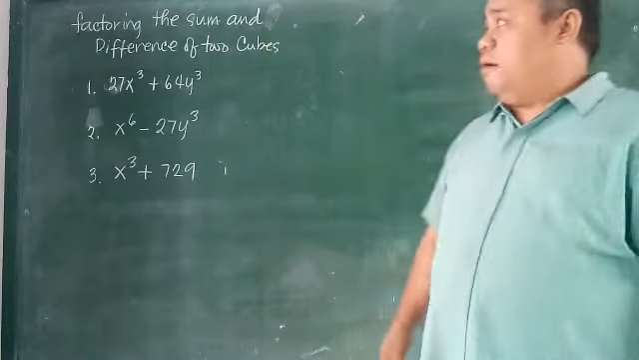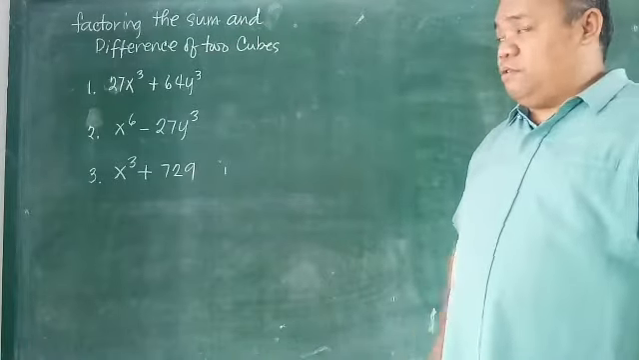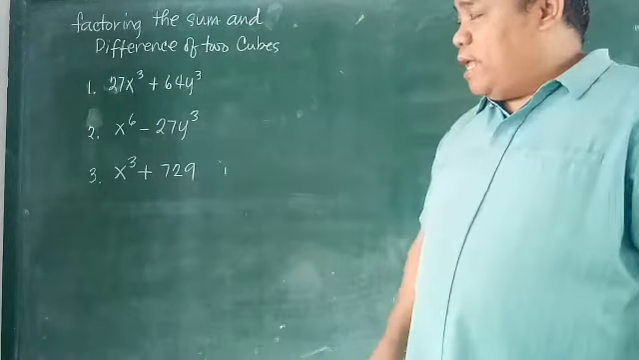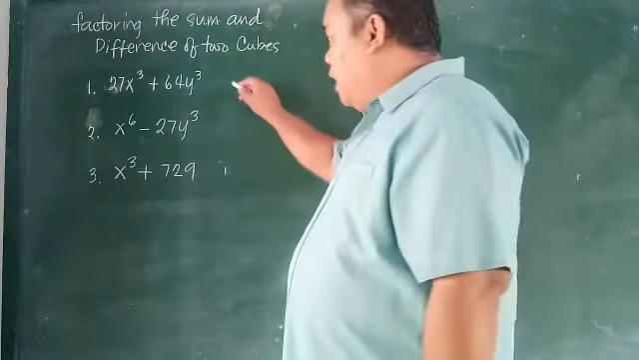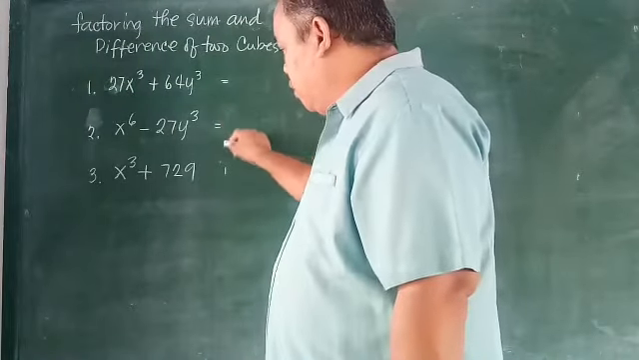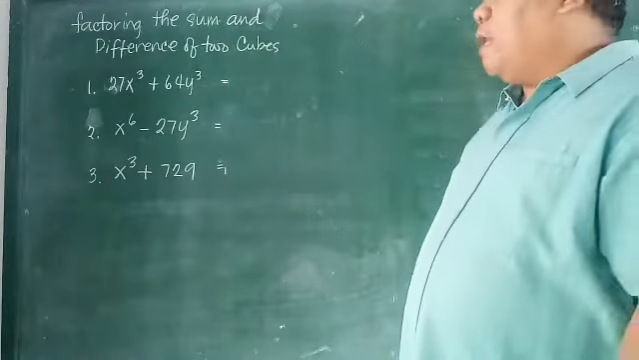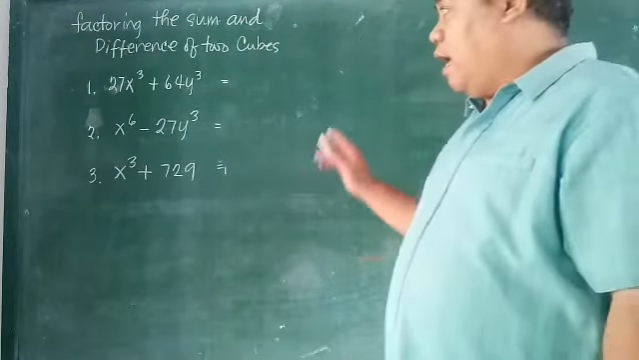Now we have our factoring the sum and difference of two cubes. This will be our third topic on factoring. Since it's a cube, let us first show how it became a cube so that we can easily factor this number, no?